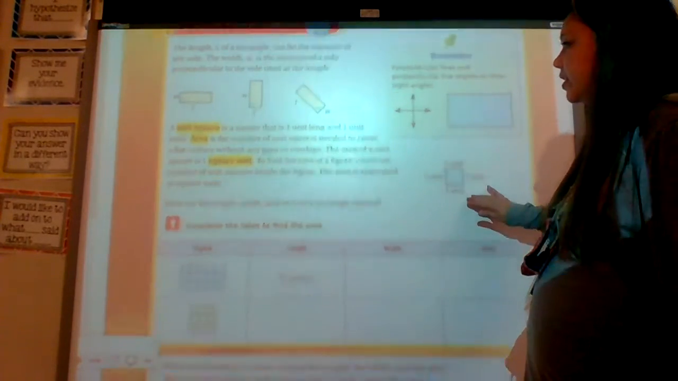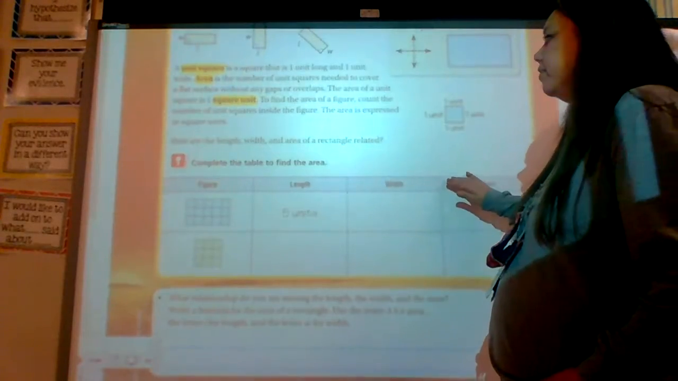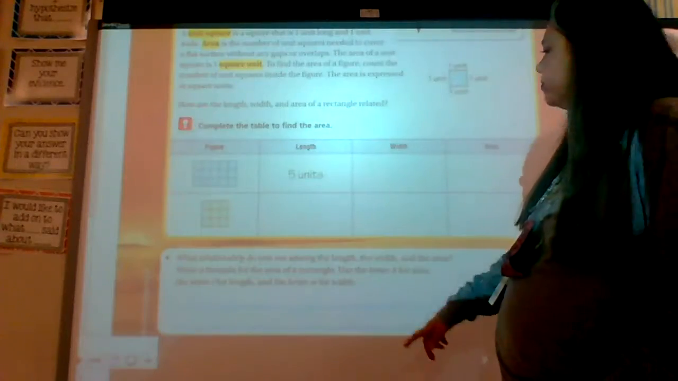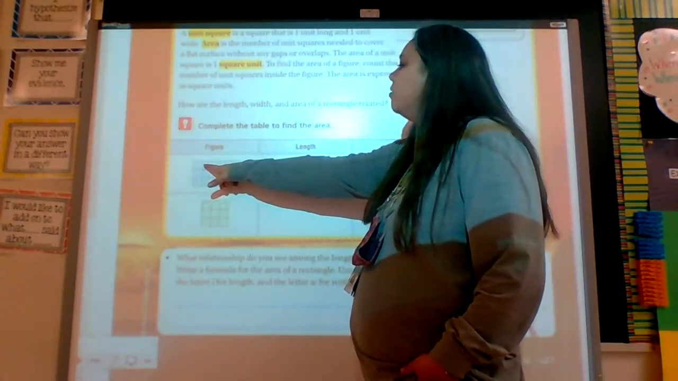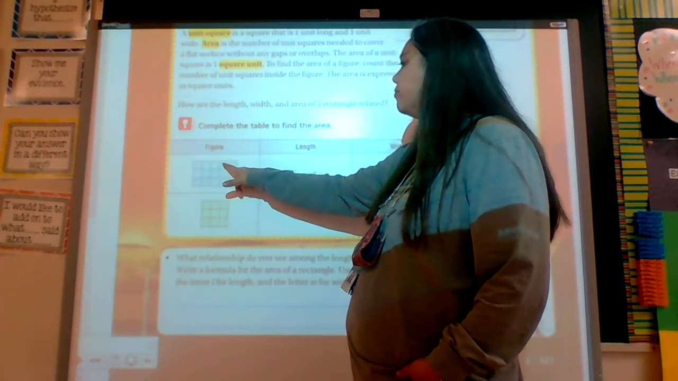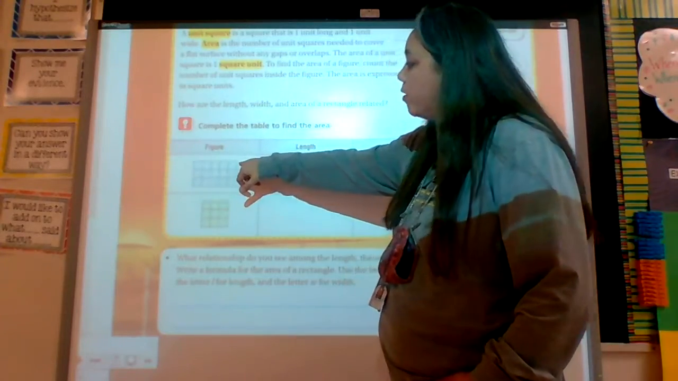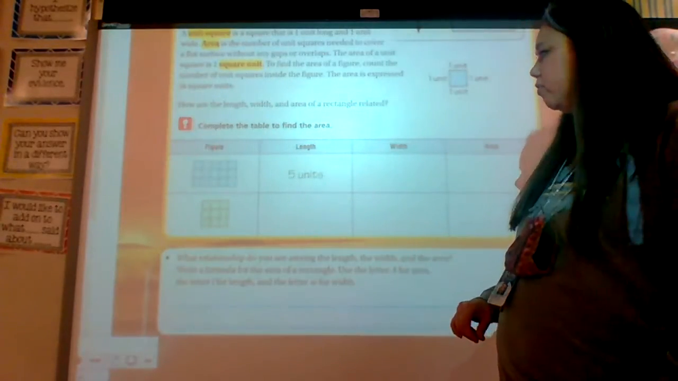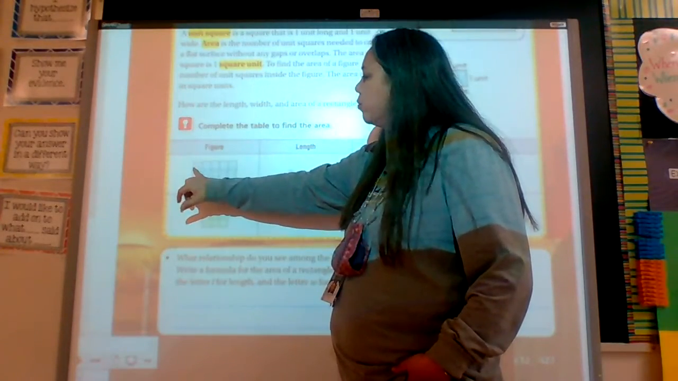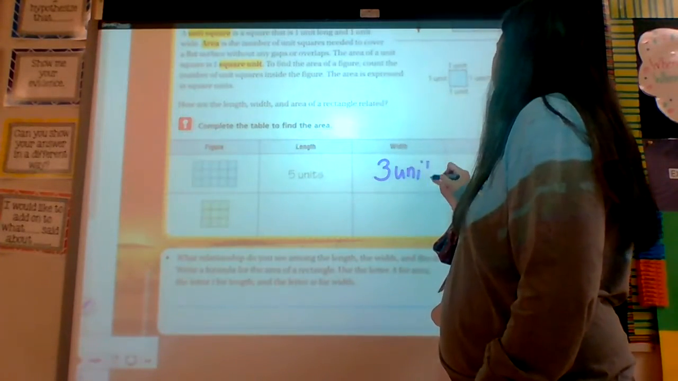So let's look at this. How are the length, width, and area of the rectangle related? We're going to complete this. So let's look at the length. If we look at the length, how long is this? How many squares along this is? There's 1, 2, 3, 4, 5 units. And actually, we're not looking at squares, we're just looking at the row across, that line across, how many across. Then the width is how far down it goes. And so there's 1, 2, 3. So there's 3 units going down.